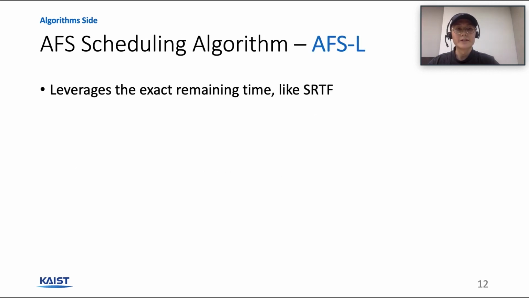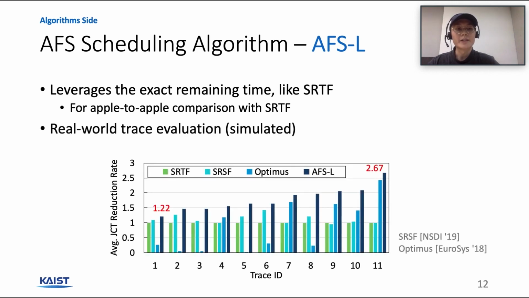We derived two variant algorithms out of AFS. The first one is AFSL, which leverages the exact remaining time of jobs like SRTF. We present this for apple-to-apple comparison against SRTF, but like SRTF, AFSL is unusable when we cannot calculate the exact remaining time of jobs. We compare AFSL against existing schedulers that also leverage the exact remaining times.